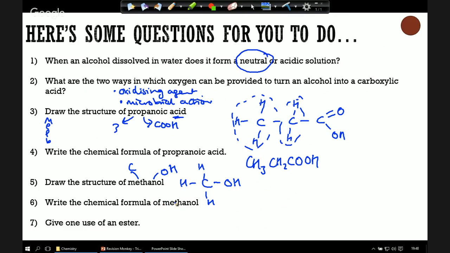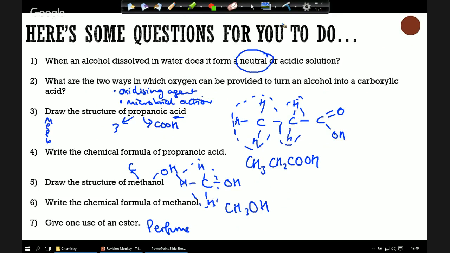And the chemical formula for methanol, well, you take this bit, that's your CH3, and then add your OH on, CH3OH. And give one use of an ester. You could have had something like perfume, or in flavourings, food flavourings, or something like that. So very well done if you got those correct.